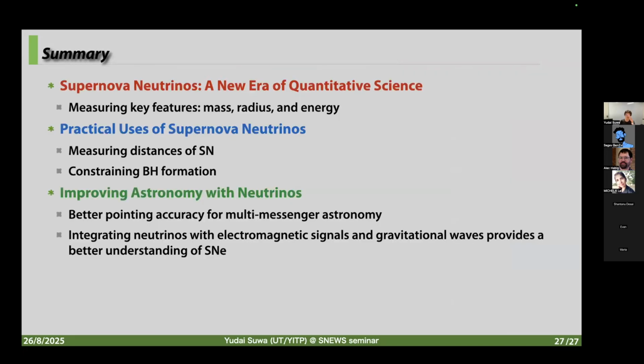Okay, it's almost time. Let me summarize. So now we are in a new era of supernova neutrinos, so we can do quantitative analysis science. And measuring key features, mass, radius, and total energy of the protoneutron star, is measurable based on the neutrino observation alone. And now we are looking for the practical use of supernova neutrinos. At first we found that measuring the distance of the supernova is possible, and also constraining black hole formation is doable. But in order to improve astronomy with neutrinos, better pointing accuracy for multi-messenger astronomy is important. And let's integrate the neutrinos with electromagnetic signals and gravitational waves, which will provide a better understanding of supernovae. Okay, that's all. Thank you.